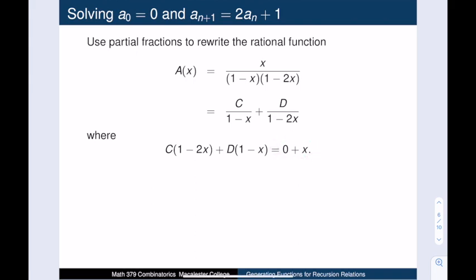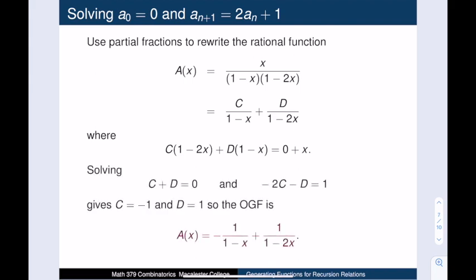That original numerator is 0 plus x. And so I actually have two equations in two unknowns. We can solve them. We get c plus d equals 0 and minus 2c minus d equals 1. And we find that c is equal to minus 1, d is equal to 1. And that means that I can separate out my generating function into two rational functions, minus 1 over 1 minus x plus 1 over 1 minus 2x. And each of these rational functions is a simple one that we can find the power series for.